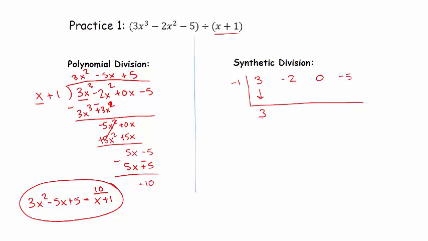So we're going to bring down our 3 to get started, and then start multiplying. 3 times negative 1, and then add. Negative 5 times negative 1, add, and then one more time, 5 times negative 1, and add. We began with an x cubed, an x squared, an x, and a constant, so we decrease everything by a power. So this will now be 3x squared, negative 5x, positive 5, and then we have a remainder of negative 10 over x plus 1.